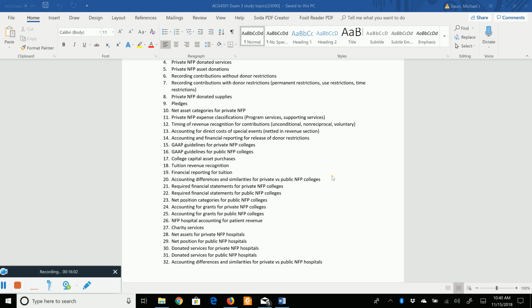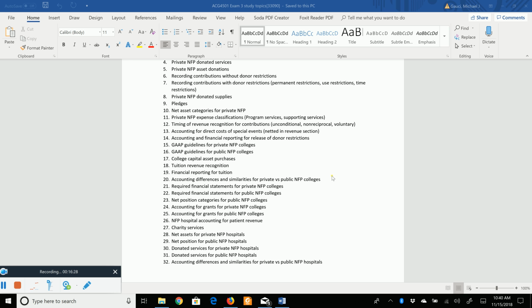Additionally, bad debt, all right, we are going to net that against the revenue as well for recognition purposes. Number 19, financial reporting for tuition. That goes hand in hand with what I was just talking about. Number 20, accounting differences and similarities for private versus public nonprofit colleges.